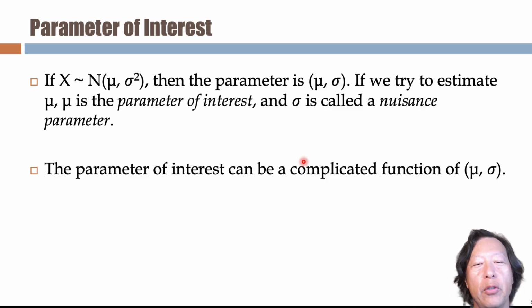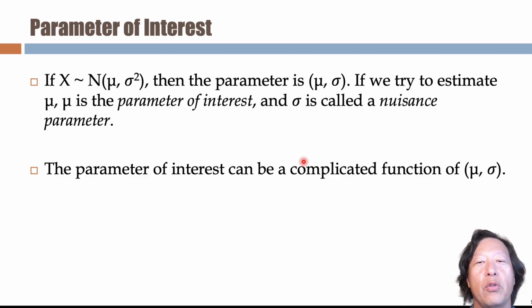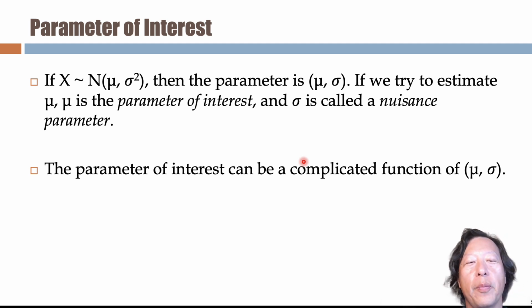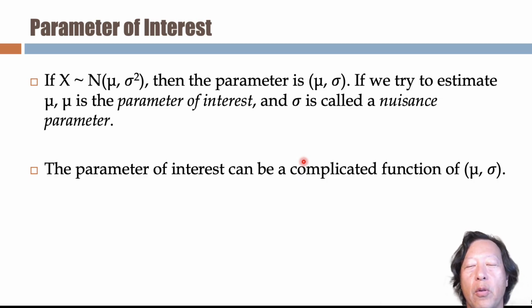Okay, and the parameter of interest is not always the mean and standard deviation. In most cases it is, because once you know the mean and standard deviation, you can tell every other thing. However, the parameter of interest can be some complicated function of the mean and standard deviation. Maybe you are not interested in the mean itself, but in something more complicated, but still we can infer it if it's a function of mu and the standard deviation.